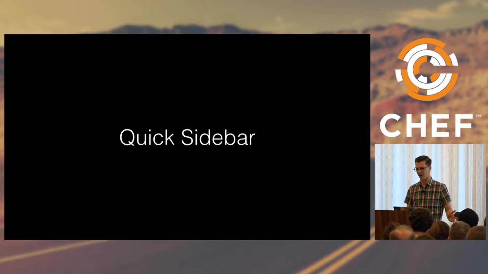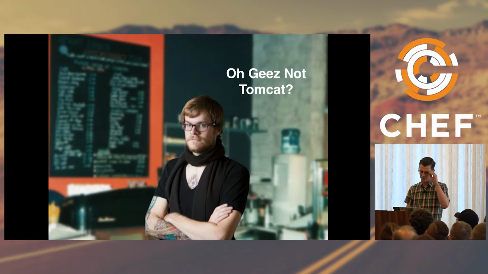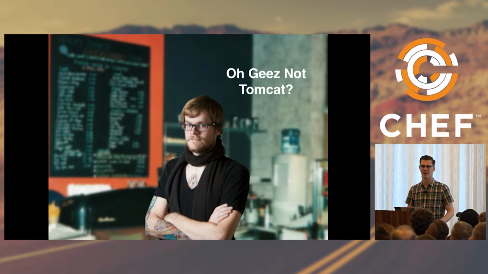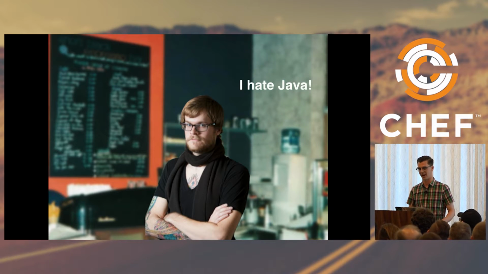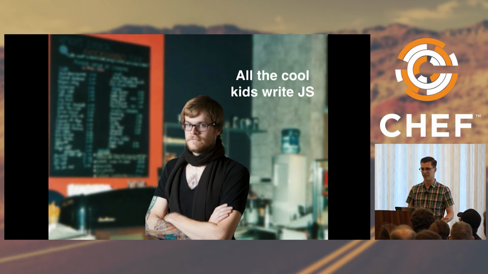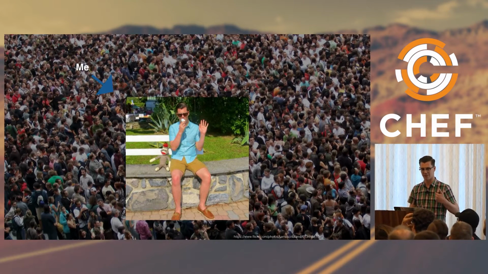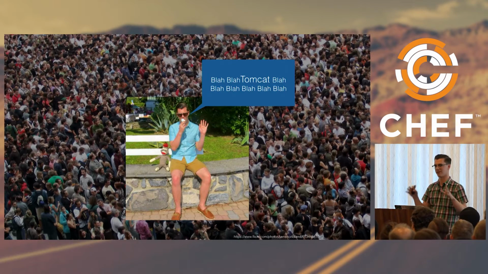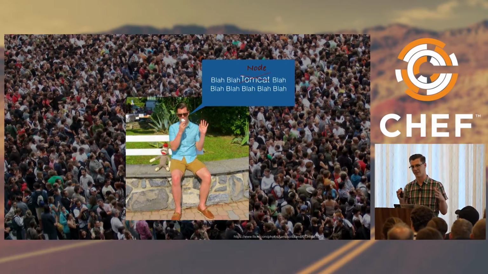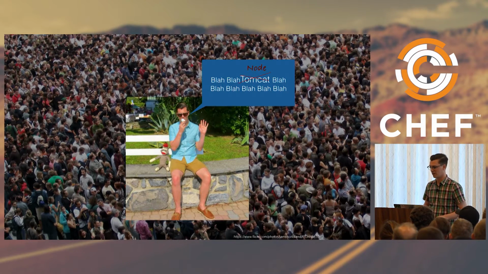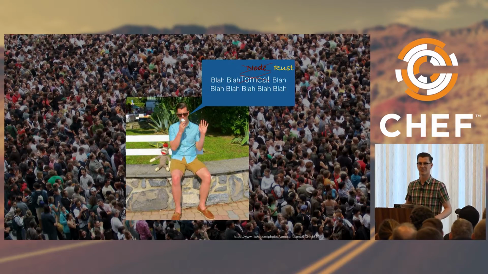But quick sidebar, because I'm saying Tomcat. Someone out here is like, oh man, I know it was in the description, but we're gonna talk about Tomcat a lot. I'm hearing Tomcat and I hate Java. All the cool kids write everything in JS. That's totally cool, because I'm here and that person's over there, and I'm just gonna say something about Tomcat and you can just pretend that I'm saying something about Node. And if Node's not cool enough because that was super last year, you can say something about Rust, because all the cool stuff is written in Rust now.